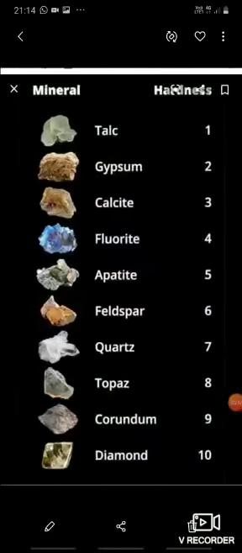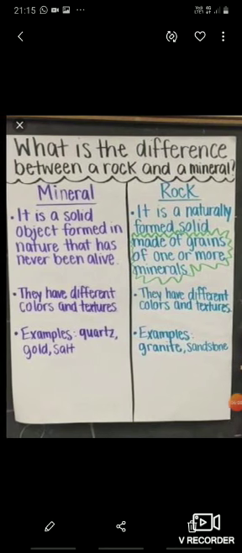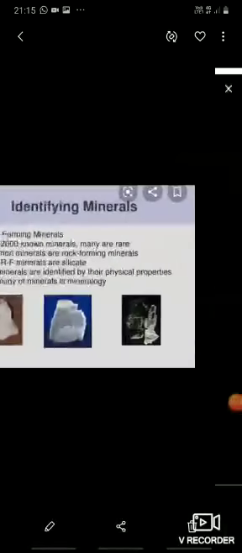As I have told you, identification of minerals and rocks is very important. The difference between rock and mineral is that a mineral is a solid object formed in nature that has never been alive, whereas a rock is a naturally formed solid made of grains of one or more minerals. Minerals have different colors and textures. Rocks have different colors and textures. Examples of minerals are quartz and gold. Examples of rocks are granite and sandstone. So these are the major physical properties of the mineral.